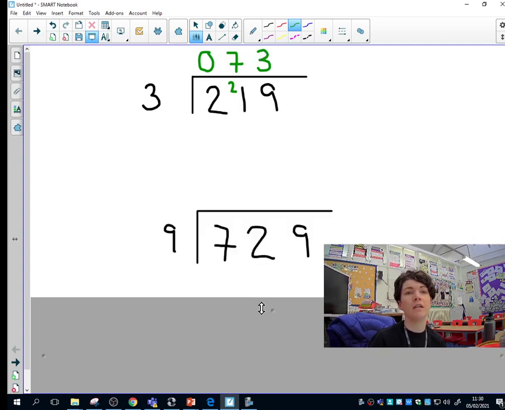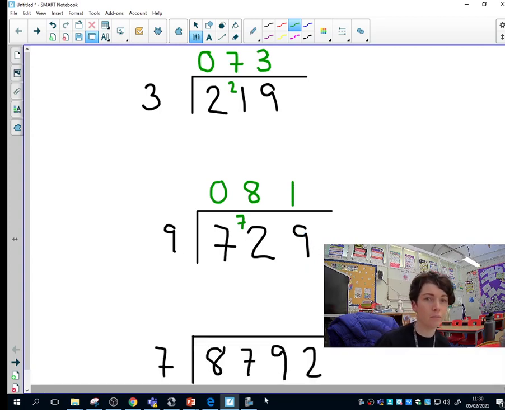Okay, the next one we had was 729 divided by 9. It's the same principle. 9s into 7. We can't fit 9 into 7, so I put a 0 there, and I have to carry this 7 over. Okay, now I'm going to do 9s into 72. Well, I know my 9 times table. I know that 9 times by 8 gives me 72. Now I need to do 9s into 9. 9 times by 1 gives me 9. So my answer here is 81.